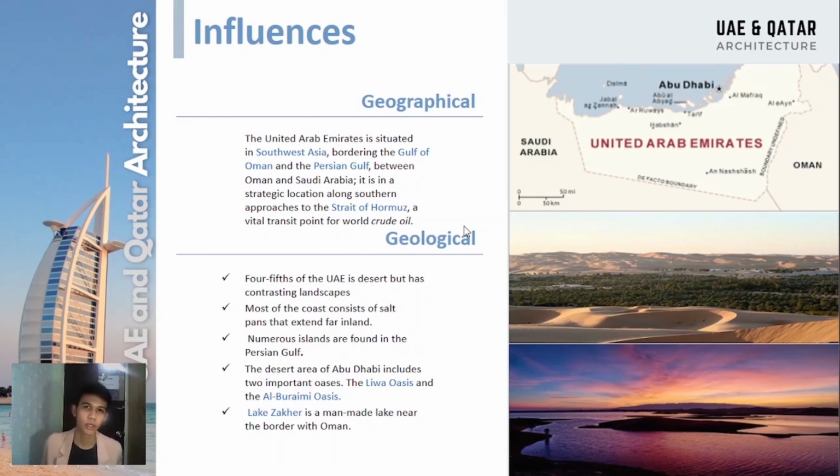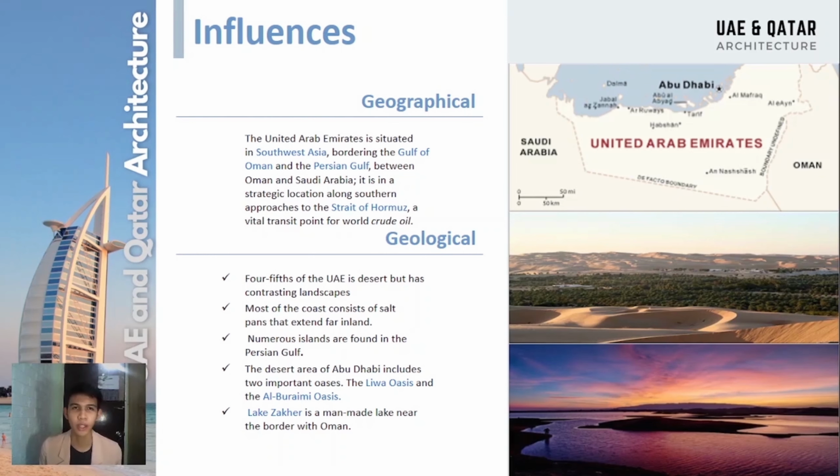Okay, so the geographical influences of the UAE: it is situated in Southwest Asia, bordering the Gulf of Oman and the Persian Gulf, between Oman and Saudi Arabia. It is a strategic location along southern approaches to the Strait of Hormuz, a vital transit point of world crude oil.